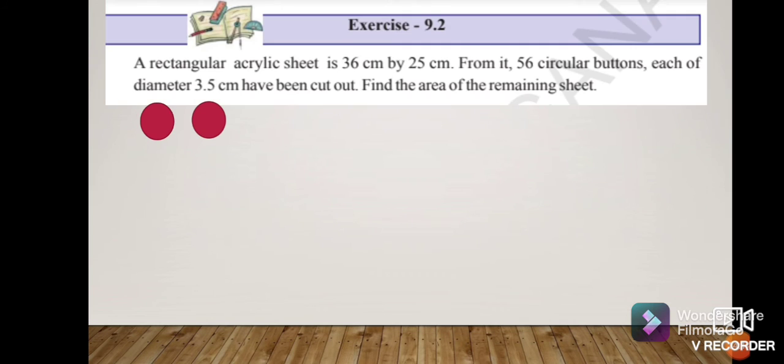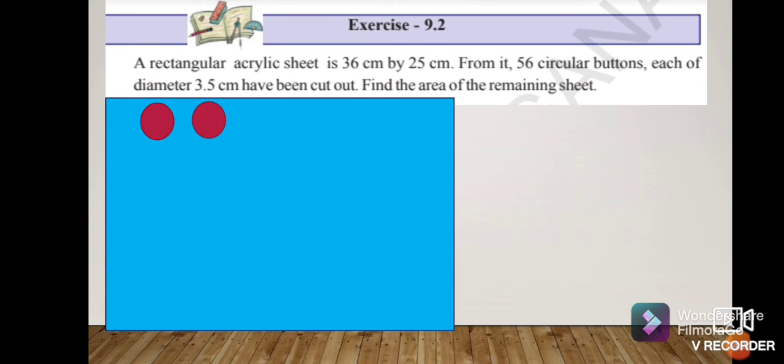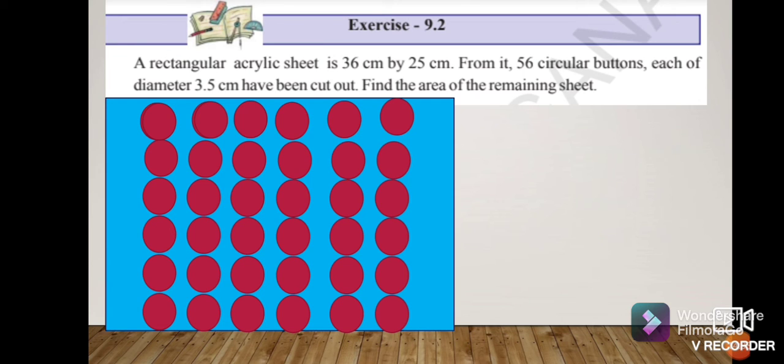Now let us see the next one, very important. A rectangular acrylic sheet is 36 centimeter by 25 centimeter. In this acrylic sheet we have length 36 and breadth 25. From it, 56 buttons each of diameter 3.5 centimeter have been cut out. Find the area of the remaining sheet. That means on the acrylic sheet 56 buttons are located, then we have to remove the buttons which are in circular shape. So we have to find the area of the remaining sheet.